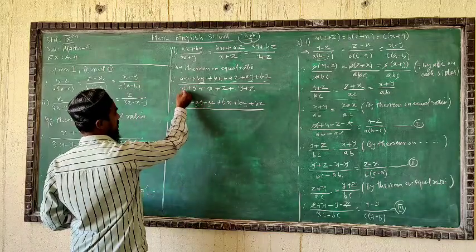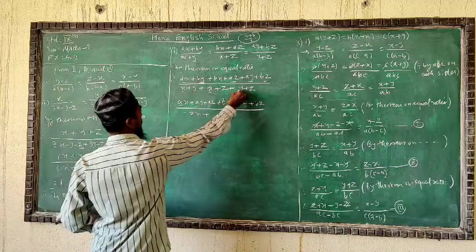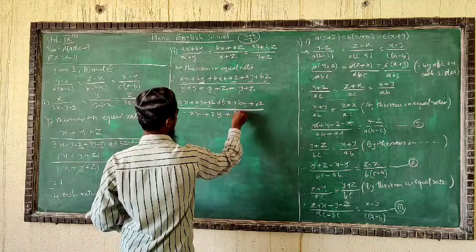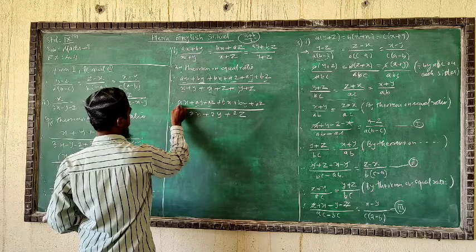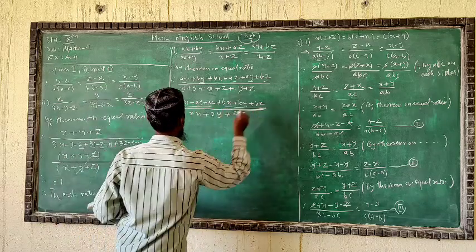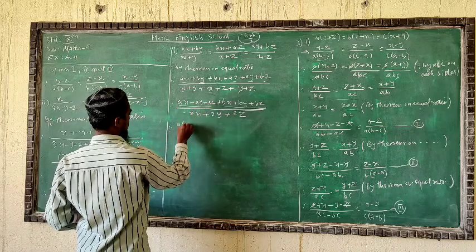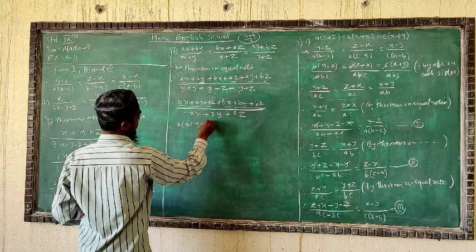Downside, see very well, in the denominator 1x you will get 2x, 1y you will get 2y, and 1z you will get 2z. In the numerator I am taking a as common. From ax, ay and az you will get x plus y plus z inside the bracket.